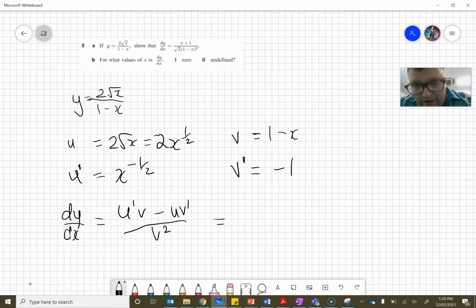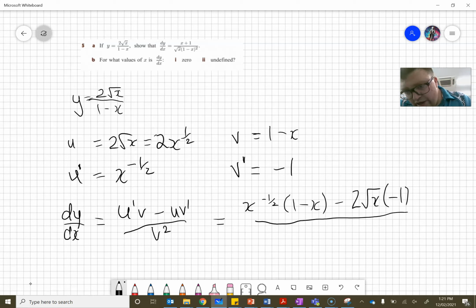So now we're going to go, all right, well, u dash in this case is x to the negative a half, times by v, which is 1 take x. Okay, and I've got take u v dash. So in this case, u is 2 root x times negative 1. Okay, and this is all on 1 take x squared. All squared, that is.